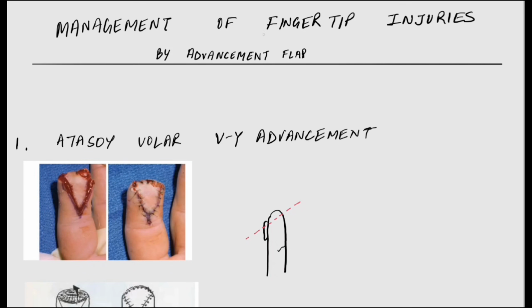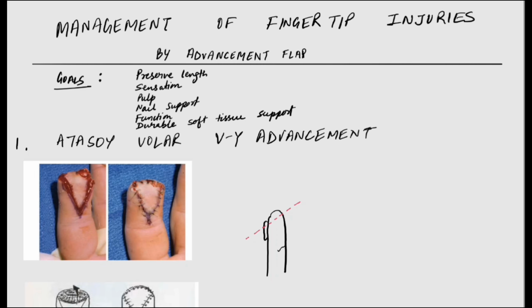Today we are going to discuss fingertip injuries. Fingertip injuries are among the most common injuries of the hand and they can be deceptively difficult to reconstruct. The goal is not simply to close the wound, but we have to preserve the length, sensation, pulp, nail support, function, and durable soft tissue support. Today we will discuss the major advancement flaps.